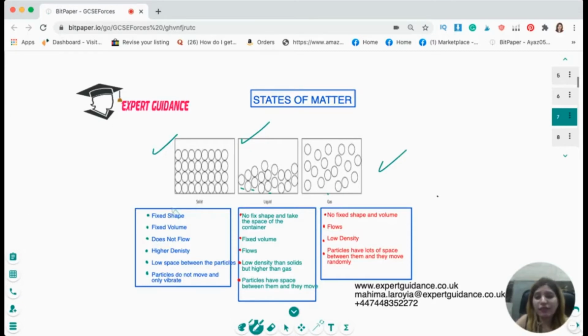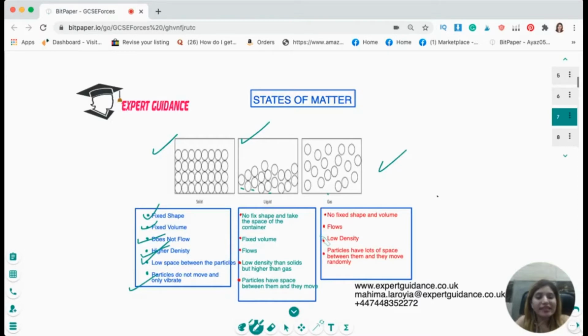So solids have a fixed shape and a fixed volume. They do not flow, they have a high density, there's little space between the particles, and particles cannot move, they can only vibrate. When we talk about the liquid, there's no fixed shape.